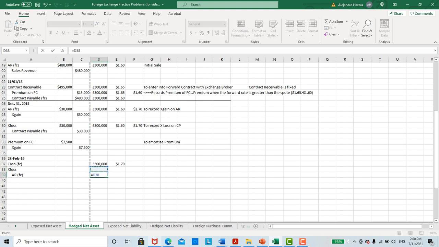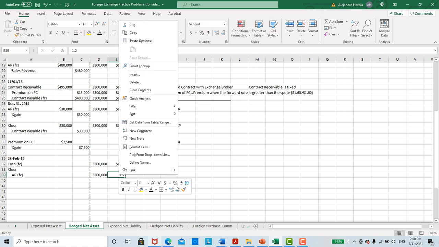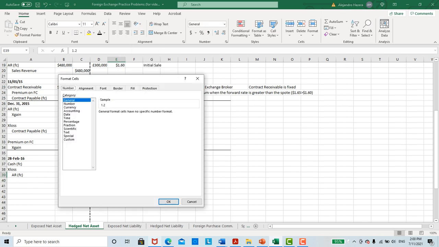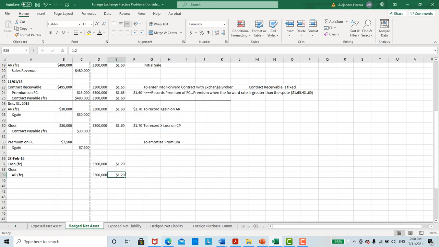This is going to be equal to 300,000 British pounds, and the current value of those is $1.20, and we'll format that. And then this is also going to be based on 300 British pounds. It's going to be based on $1.70, and $1.20.